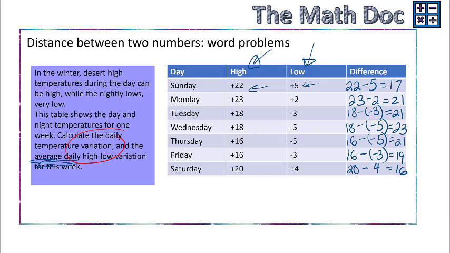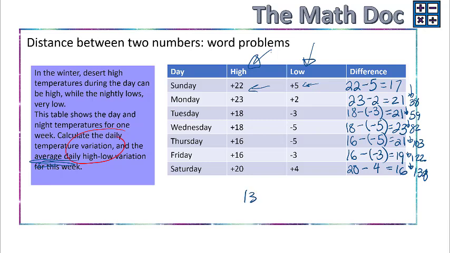Let's add these up. So 17 plus 21 here is 38. 38 plus 21 is 59, right? 59 plus 23 is just 82. 82 plus 21 is 103. 103 plus 19 is 122. And then finally 122 plus 16 is just 138. So that's the sum of all the variations.